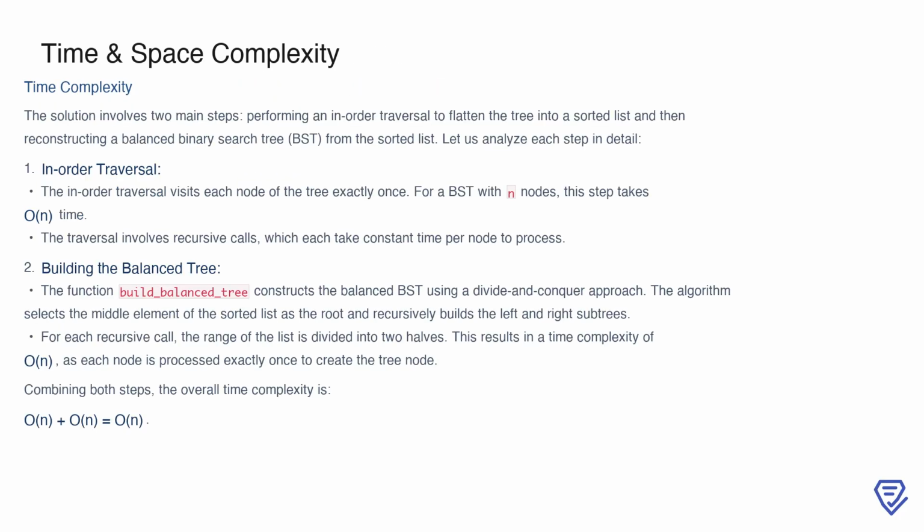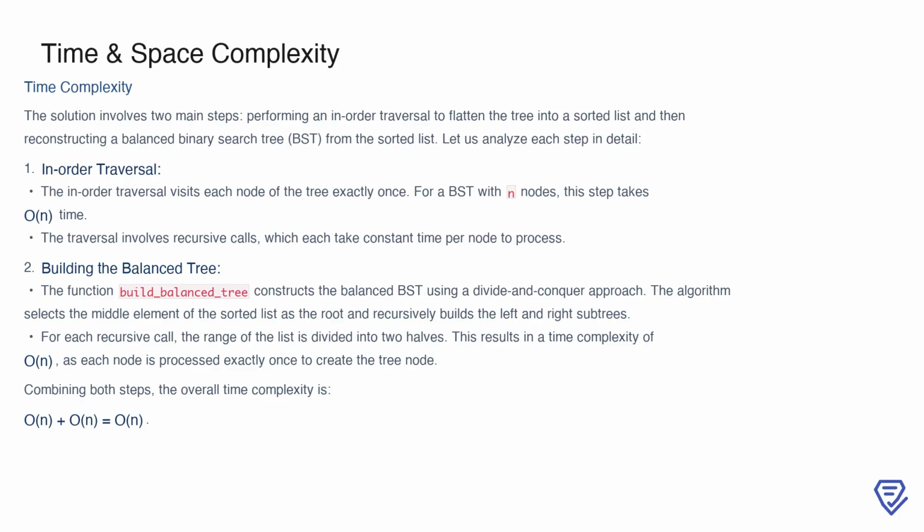The time complexity of this solution involves two primary steps: performing an in-order traversal to flatten the binary search tree into a sorted list and then reconstructing a balanced binary search tree from that list. Let's break this down. First, during the in-order traversal, we visit each node of the tree exactly once. For a tree with n nodes, this takes O(n) time. Each recursive call processes one node at a time, and since each operation during traversal is constant time, the total time adds up to O(n).